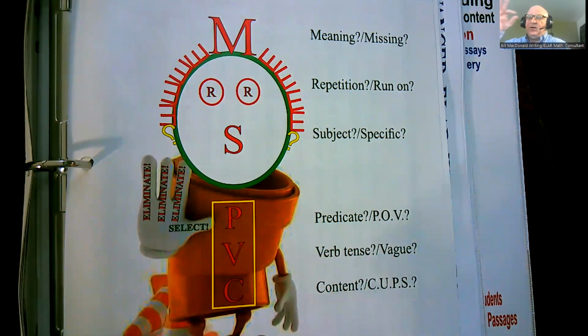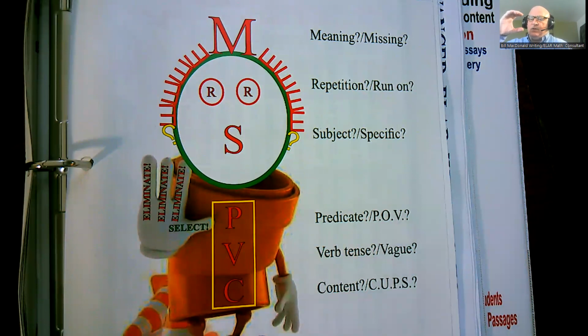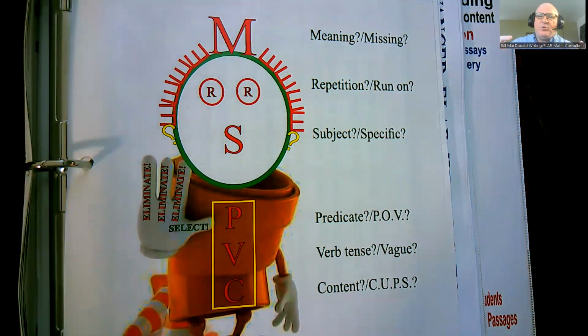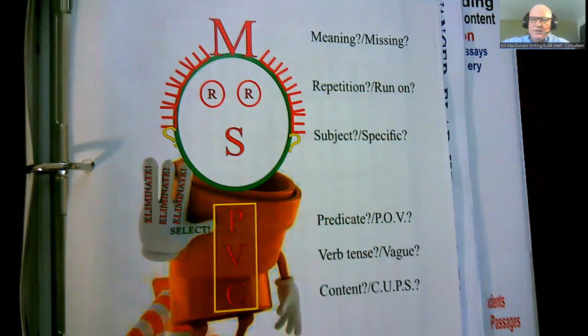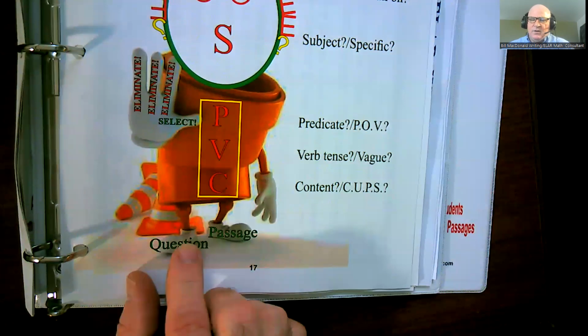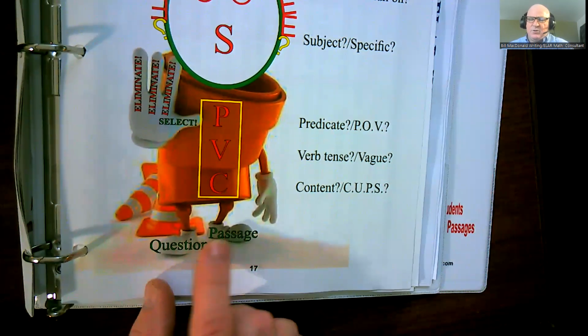If it changes the content, then we can't select it. We have to select something that improves the conventions and improves the content without ruining the grammar, which is CUPS, or without changing the content, which is organization and development. If that happens, something is wrong there.